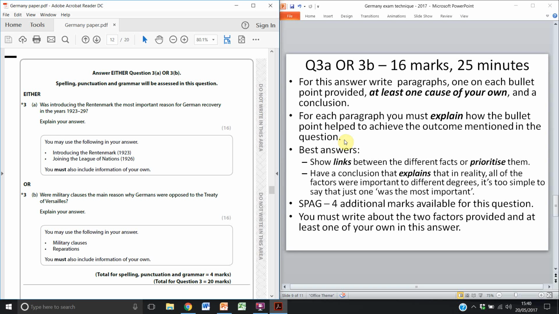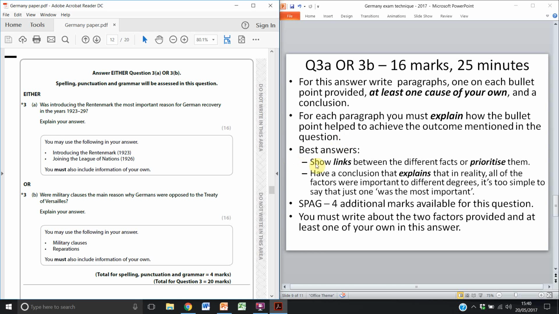Okay, and then you do a conclusion. You'd say, in conclusion, actually, in reality, it is too simplistic to say that military clauses were the main reason why the Germans hated the Treaty of Versailles. Or you'd say, actually, all three reasons that I've spoken about were important, but just to different levels. But it's not enough just to say that and then think that that's going to get you the marks. You actually need to explain how each was important and how each contributed in its different ways. Okay?